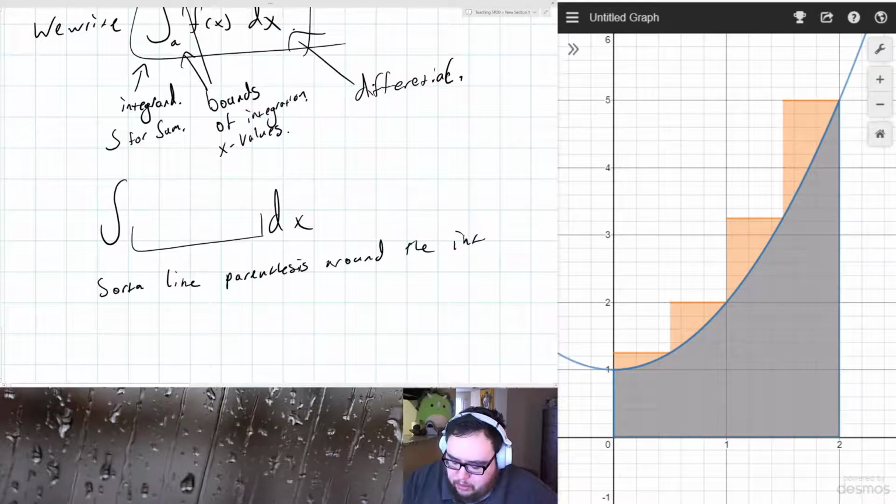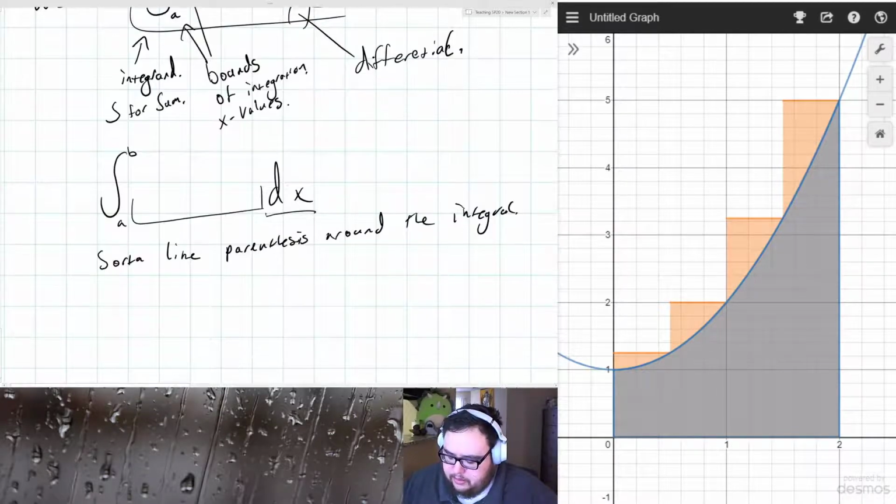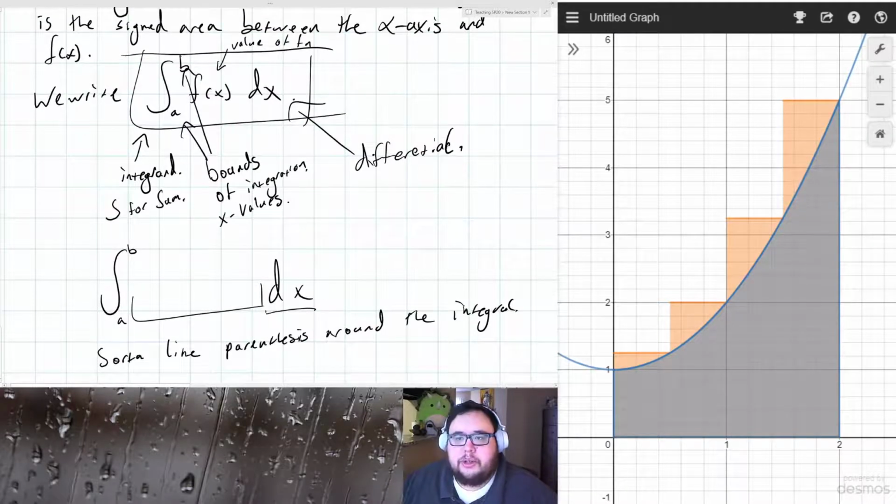Whenever you're writing some sort of integral, you will always start with an integrand. Sometimes it won't have bounds. We'll talk about that in a bit. And you'll always end with a differential. Whatever you're integrating according to, dx, dy, dt, dq, whatever it is, you're going to have a differential in the end. Okay? Any questions about notation?